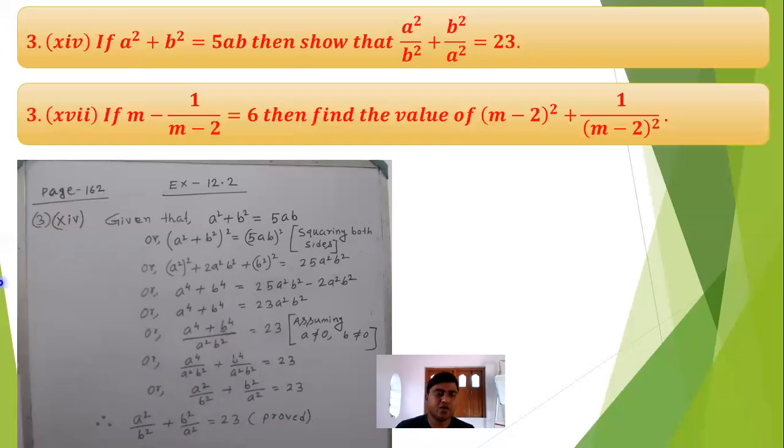Next problem, 6. This is the last problem today from exercise 12.2, and the remaining sums of 12.1 and 12.2 are all homework. If m minus 1 by m minus 2 equals 6, then find the value of m minus 2 whole square plus 1 by m minus 2 whole square.